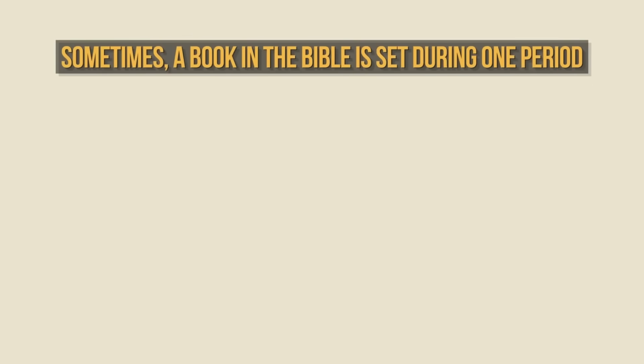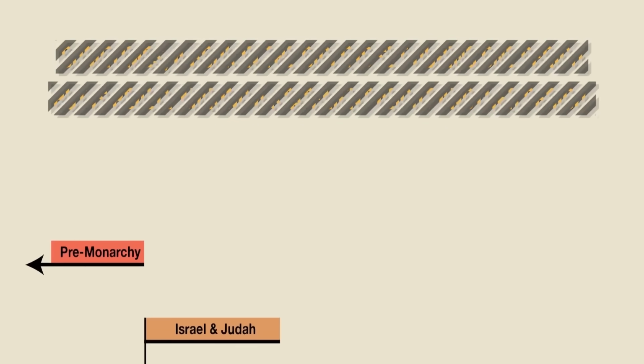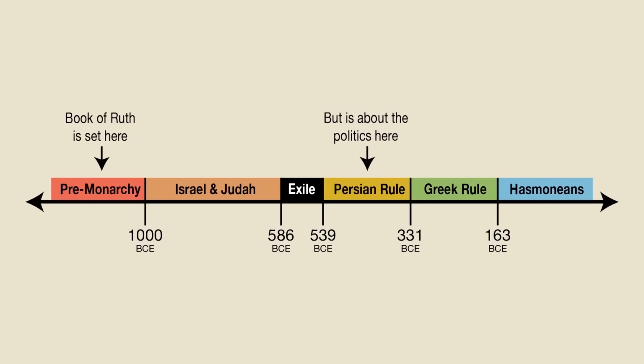One of the themes we've seen throughout this series is the fact that sometimes a book in the Bible is set during one period, but is really making a statement about another period. For example, the book of Ruth is set during the period of the Judges and appears to be about 2 of King David's ancestors. However, in reality, what it's really talking about is the issue of whether or not Jews should marry non-Jews, something that was a hot topic during the much later Persian period, which is when the book was actually written. This is something we frequently see happen in modern media as well.